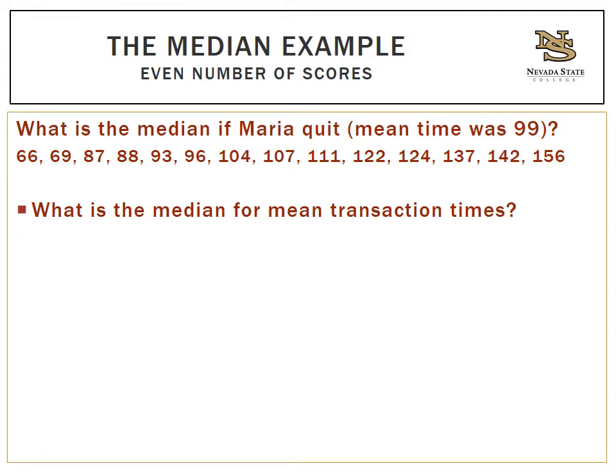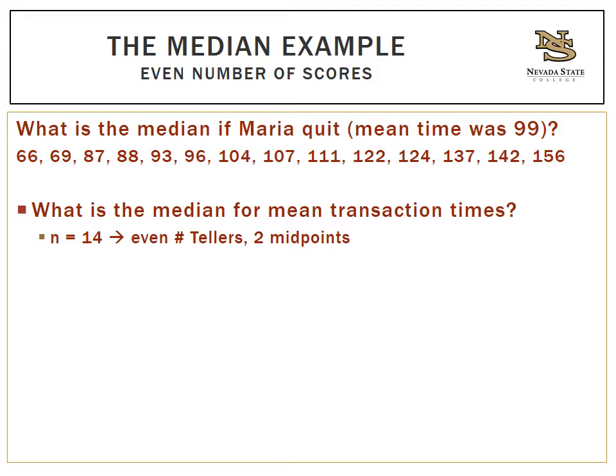So now we're working with a situation where we have an even number of scores. So let's say that Maria quit and her mean time was 99. So between this data set and the one you just saw, the 99 is missing. So now instead of having 15 scores, we have 14 scores. So that's an even number. So again, our values are in numeric order. That has to happen first before you can even think about the median, the location of the median or the median index. So now let's figure out what is the median for mean transaction times.